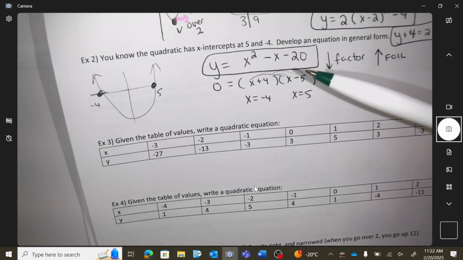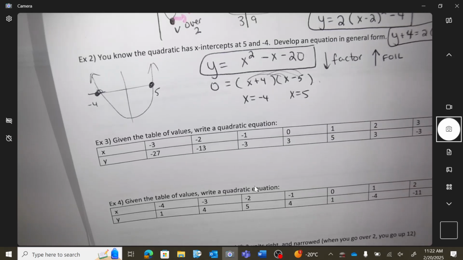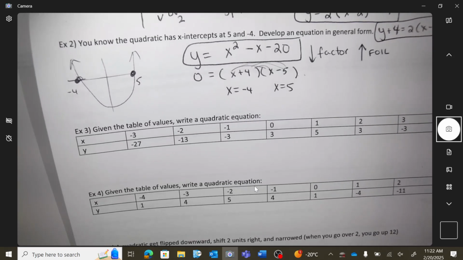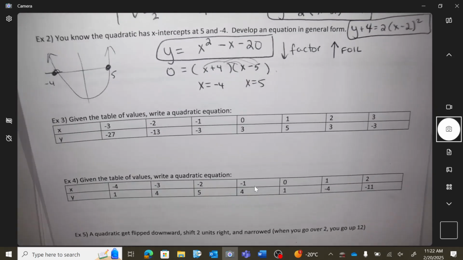Okay, does that make sense? So yesterday we took an equation, we made y 0, we factored it, and got our x-intercepts. So I'm undoing it all. Okay, on these ones I've given you a chart.